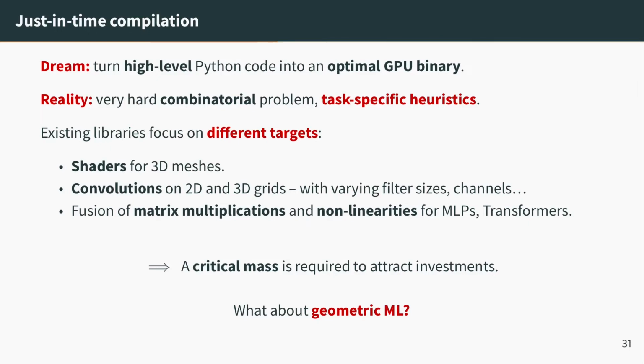So basically, as you see, a critical mass, a critical scientific mass, is required to attract investments. So gaming, convolutional neural networks, transformers, definitely there's enough interest in the industry to motivate this. But what about everything we talked about? Okay, what about geometric machine learning?